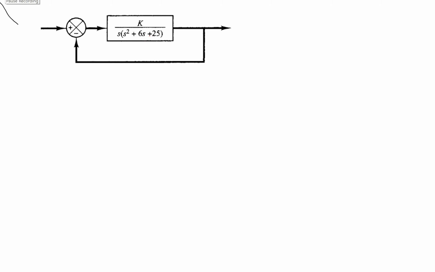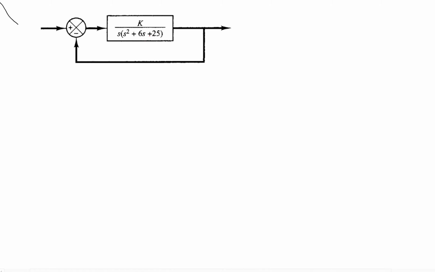Okay, I'm going to fly through a couple of these root locus examples for you without taking a lot of time. We've got this transfer function, K over s times (s squared plus 6s plus 25). So we've got three poles, two complex poles and one real at the origin, and no zeros. So we've got three branches going to infinity.